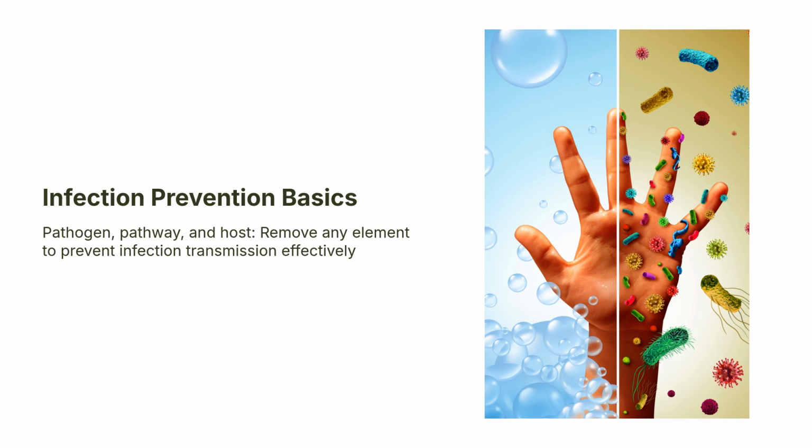For an infection to establish, 3 elements must align. A pathogen, a pathway, and a susceptible host are essential. Direct contact, droplets, or contaminated surfaces can facilitate transmission. Remove any element, and infection cannot occur. This principle is fundamental to infection prevention and control.